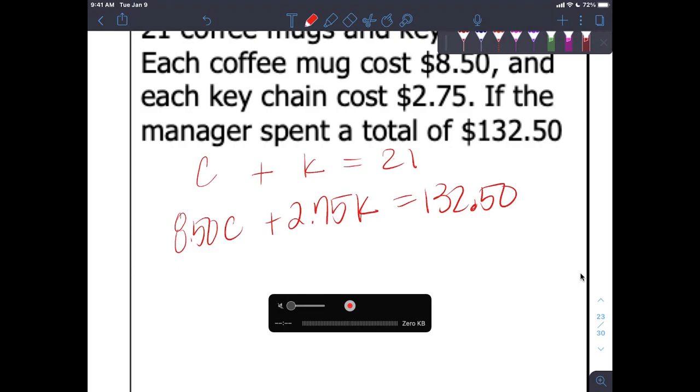Okay? So, this one is super complex, so we definitely don't want to have to deal with trying to solve this one by hand. We totally could. We could multiply everything up here by negative 8.5 or negative 2.75 and then start solving. We could totally do that. But for this one, I'm going to go ahead and use my calculator.